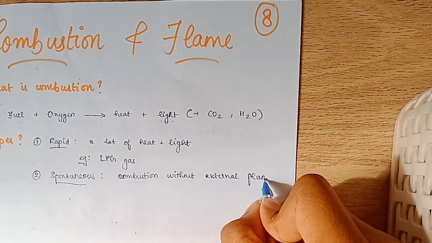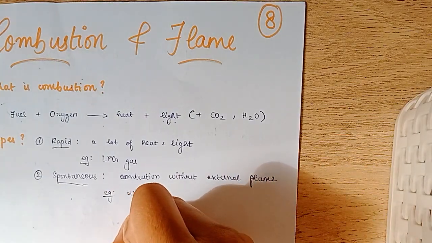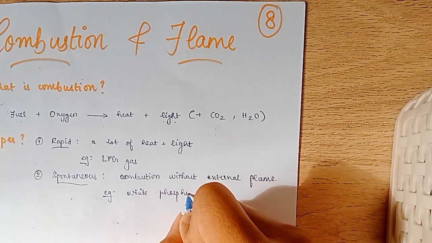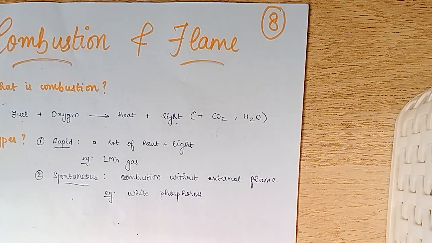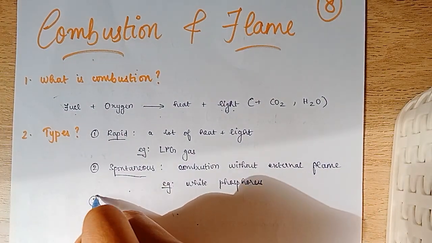Now, what's an example for spontaneous combustion? White phosphorus. We know whenever white phosphorus is reacting with the air, it produces a very bright white light, and that is an example for spontaneous combustion.